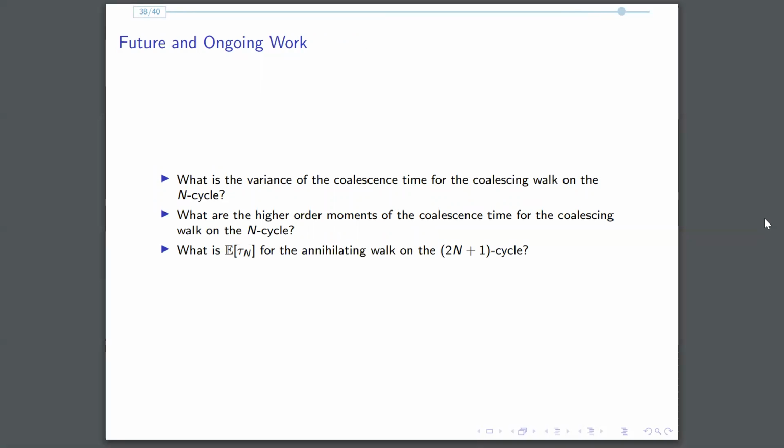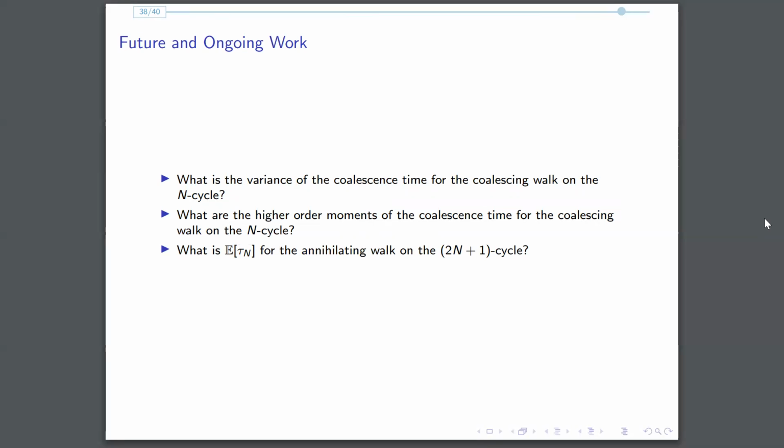This leads us to our future and ongoing work. We have found the expected value of the coalescence time for the coalescing walk on the n cycle. However, we're still not sure what the variance is, and we're currently looking at the problem of finding the variance of the coalescence time. Also, we are interested in finding the higher order moments of the coalescence time for the coalescing walk on the n cycle.